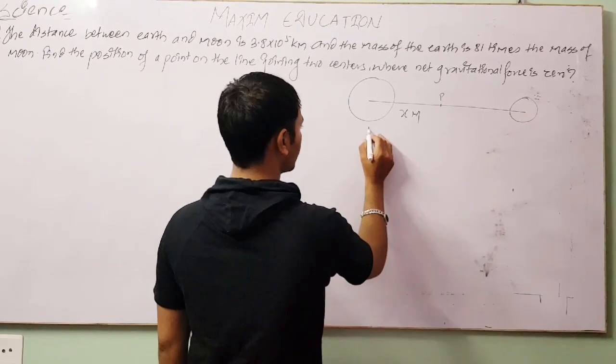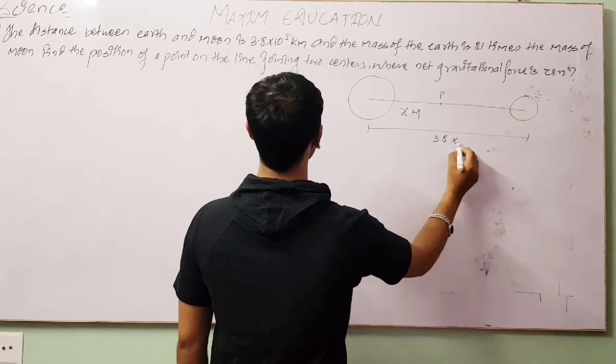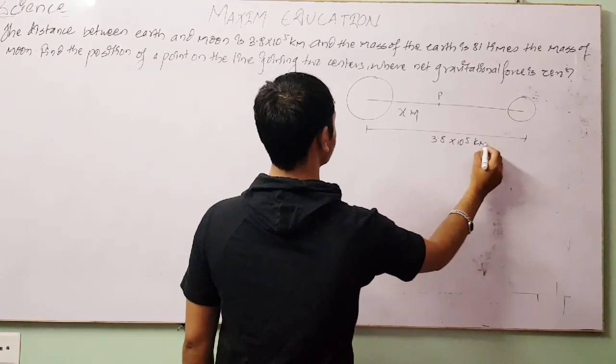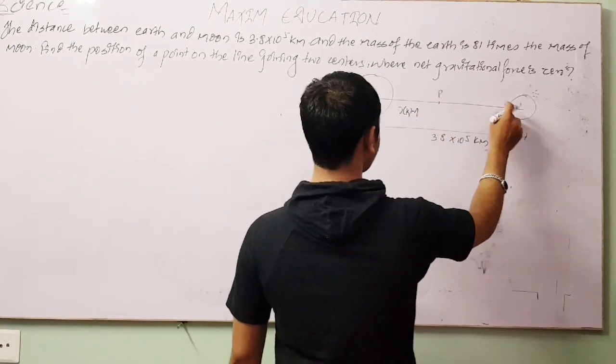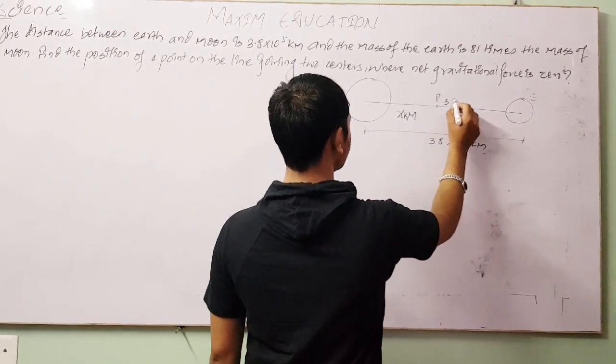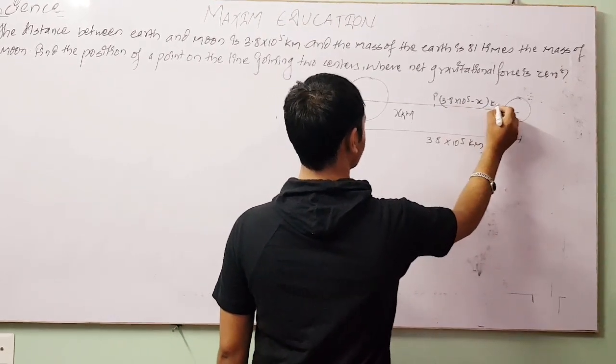The total distance given is 3.8 into 10 to the power 5 kilometer. Let us say it as kilometer. So the remaining will be 3.8 into 10 to the power 5 minus x kilometer.